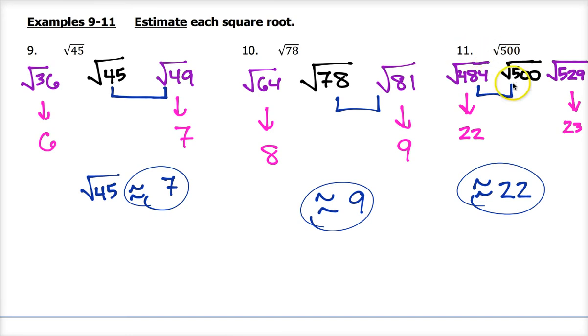And then number 11, square root of 500, well, that's between the perfect squares of 484 and 529. So the square roots of those numbers are 22 and 23. 500 is 16 away from 484. It's 29 away from 529. So we're closer on this one to the square root of 484, which is 22. So we're saying approximately 22.